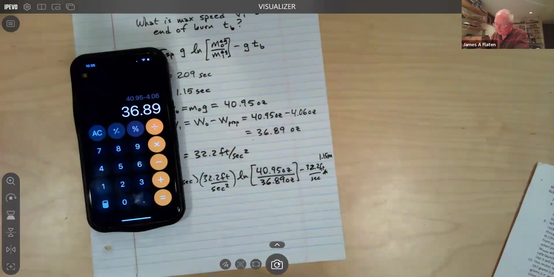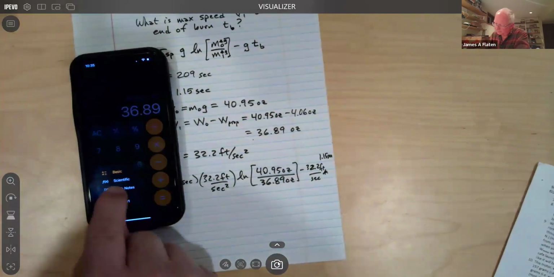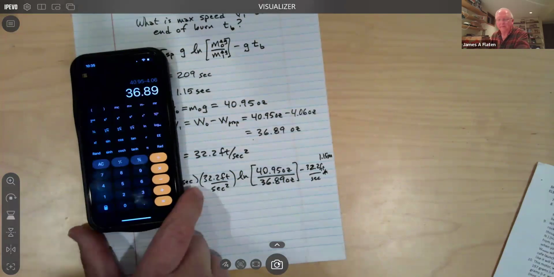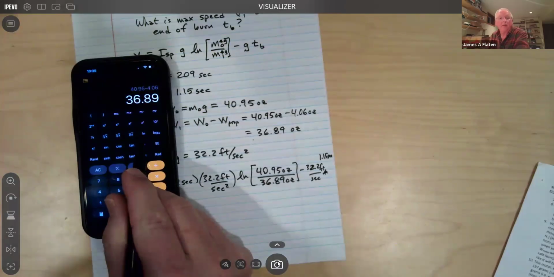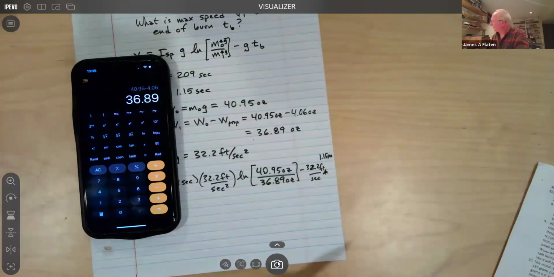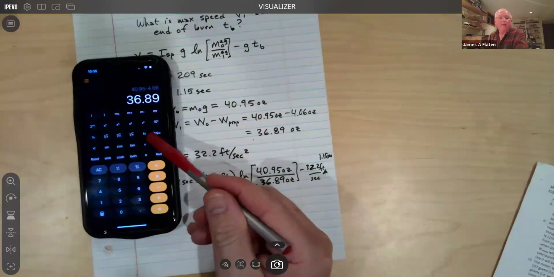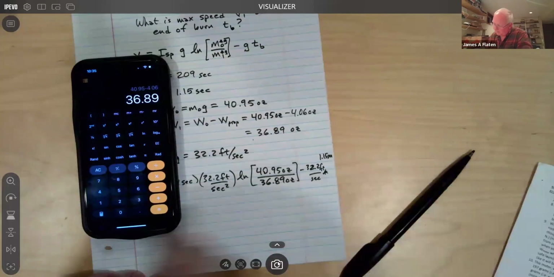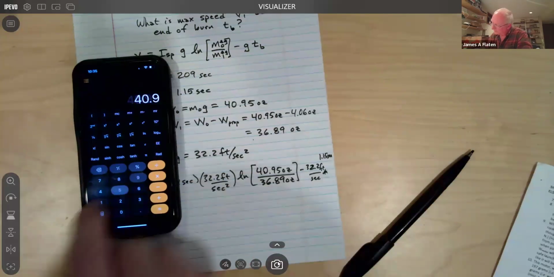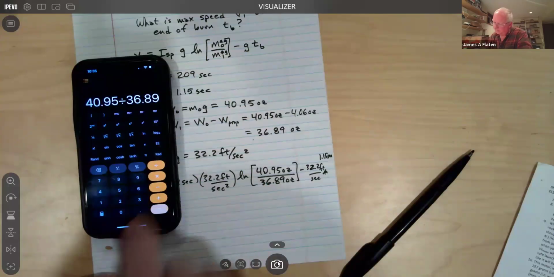With this particular calculator, if I press this button, it asks me whether I want a basic or a scientific version or other possibilities. In the scientific version, I actually have natural logarithm available right there, ln. So the first thing I'm going to do is say 40.95 divided by 36.89 equals.